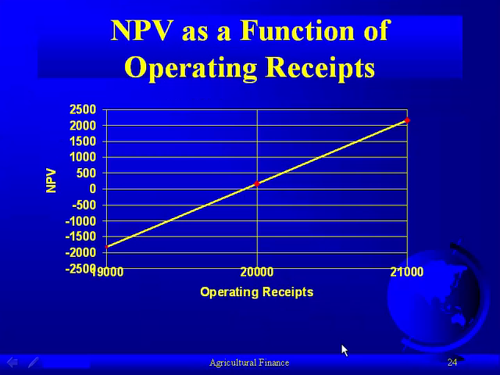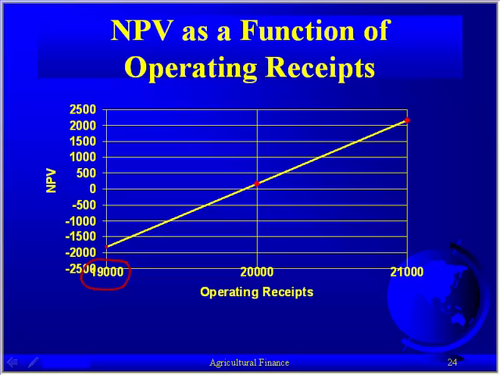We can actually plot this on a graph, where on the vertical axis we have the net present value, and on the horizontal axis we have operating receipts. And you can see from our graph on the previous table we have 19,000, 20,000, and 21,000 with the appropriate level of net present value. And we just plot it. And because this is linear, you only need 2 points actually, and then you have your line.